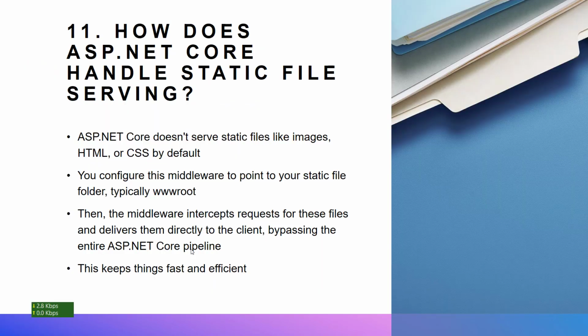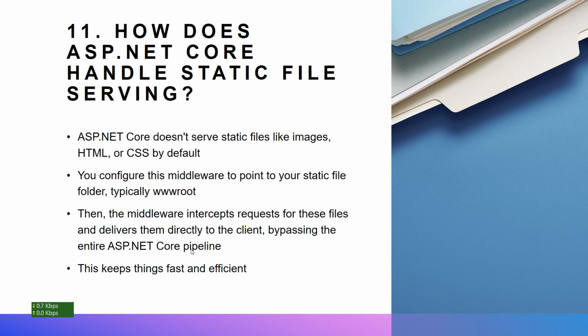How does ASP.NET Core handle static file serving? Static files are those files which reside in our application and don't need any processing. For example, a PDF file, an image file, or any other file which is just staying there, but we want it to be opened in our application.